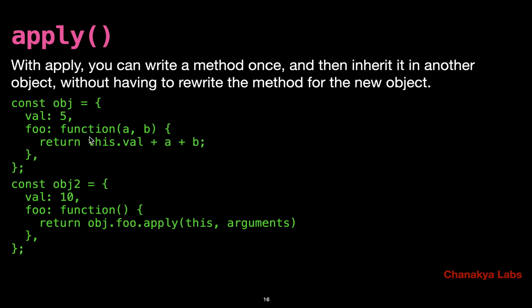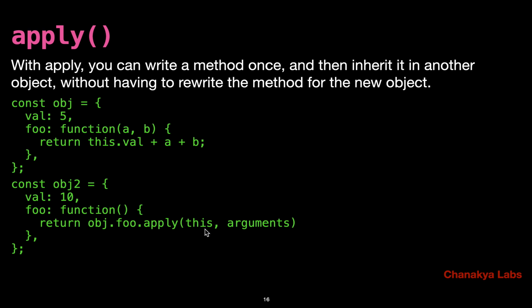I just want to reuse this same function, and I can do that by simply writing a function. Inside that I am returning the result of obj.foo, but I am calling it in a specific way: obj.foo.apply(this, arguments). Now I am calling apply, which means I am calling it with my custom this, which in this case is going to be obj2, not obj. And that's why when obj2.foo is called, this function will be called, but still that this will be obj2.